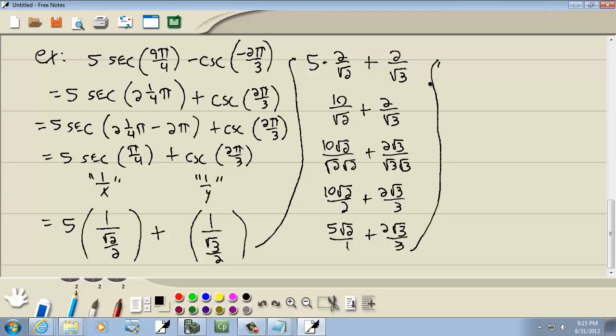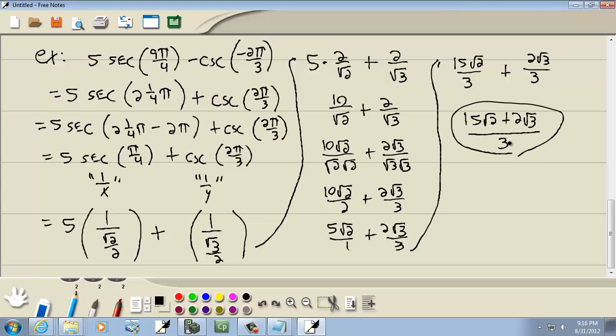Now I want to get a common denominator, which would be 3. So I'll rewrite each fraction with that new denominator. This one already had 3, so we're fine. Here we multiply the bottom part by 3, so we have to multiply the top part by 3. So that becomes 15 square root of 2. So my answer is 15 square root of 2 plus 2 square root of 3 over 3. And that's the end of that problem.